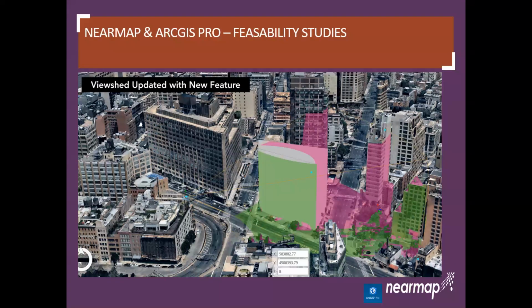So our NearMap 3D reality mesh is really providing context inside of this ArcGIS Pro scene. And what it's doing, it's going to help designers and engineers assess the current visibility and determine how new projects will affect views or access points from one to another.